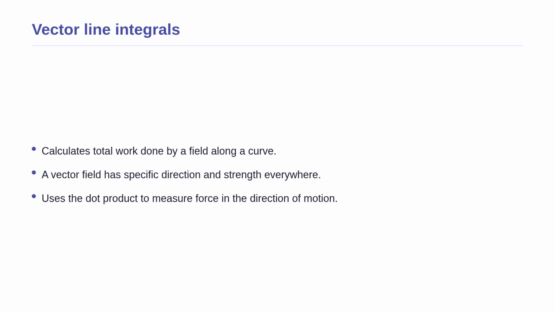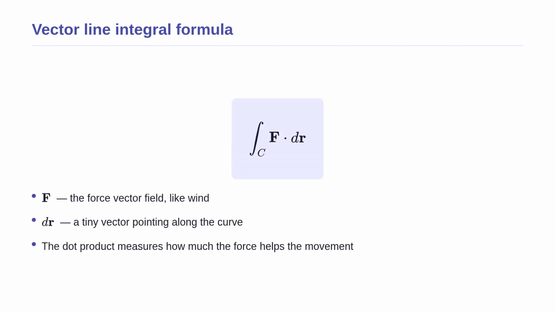A vector line integral calculates the total work done by this field as you move along the curve. It uses the dot product to measure exactly how much the force is pushing in your exact direction of motion at every single step. This concept of calculating work brings us to the standard formula for a vector line integral. Conceptually, we are adding up the helpfulness of the force at every tiny step along the entire curve.